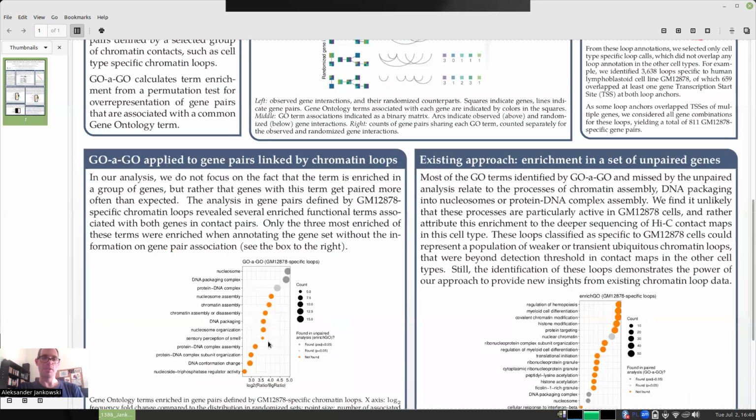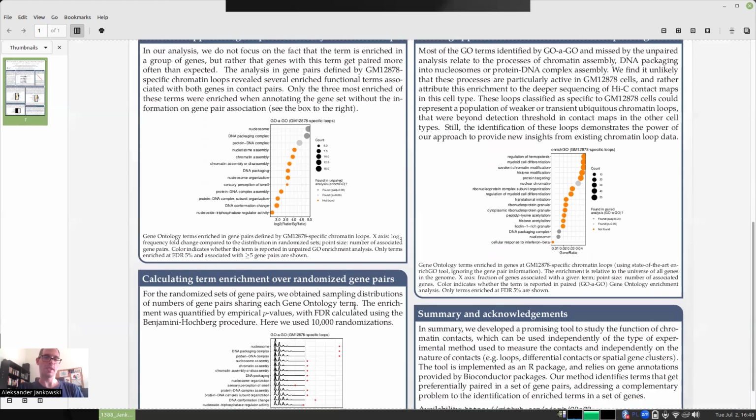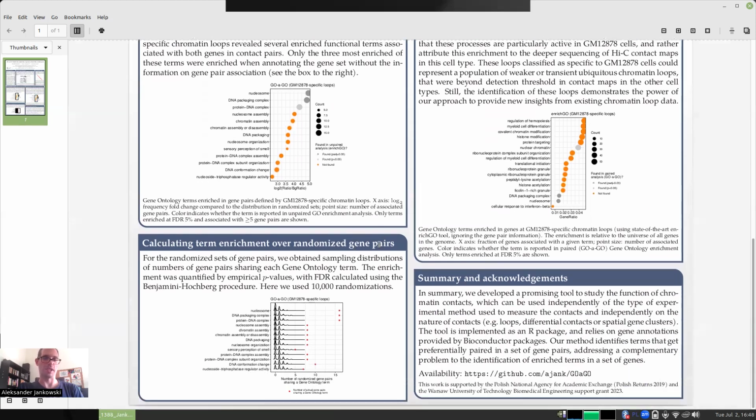So to sum up, we propose a new method for gene ontology enrichment analysis, which takes into account the information on gene pairs that we look at. This kind of information could come from chromatin contacts or from some other spatial information that we have on the genome.